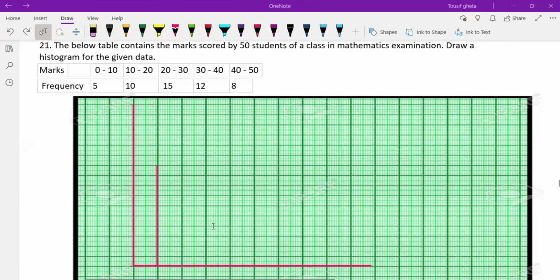So the next question, as you can see, they are asking us to represent the data, that is the marks as well as the frequency, on a graph by the histogram method. So we have to use the histogram method to represent this data. Already I have drawn the x-axis. This is our x-axis and this is our y-axis. Obviously we're going to represent the class marks on our x-axis, and on our y-axis we're going to represent the frequency.